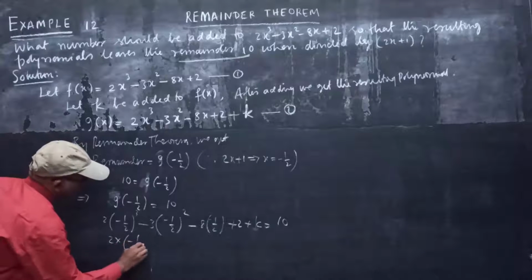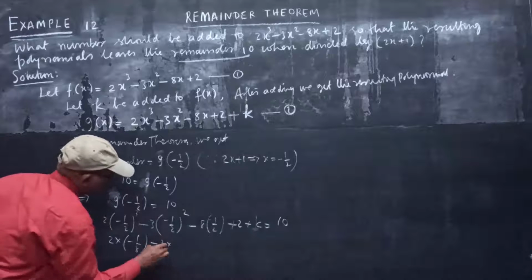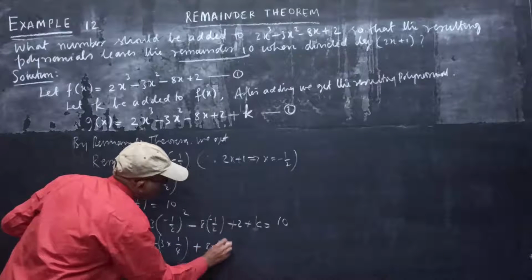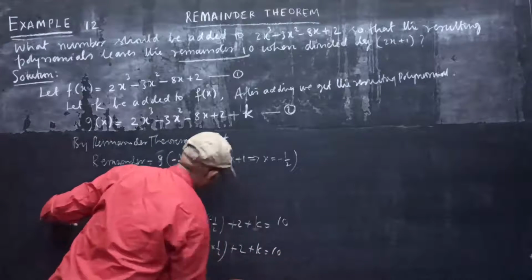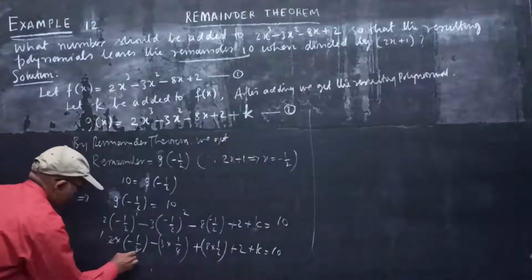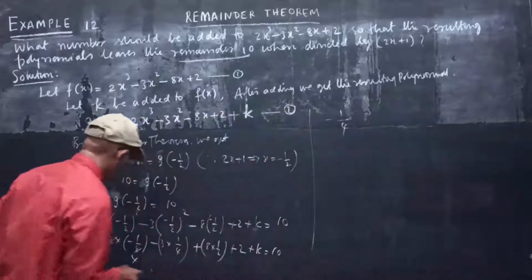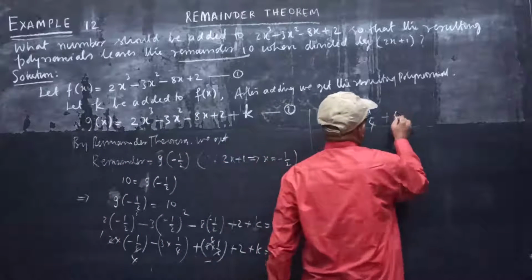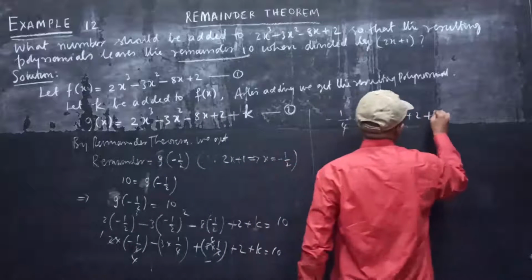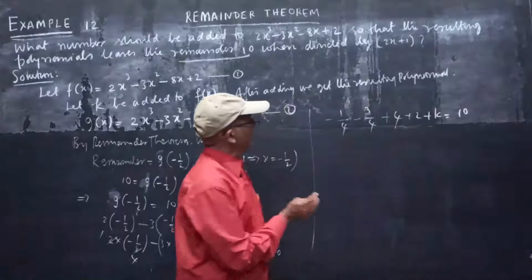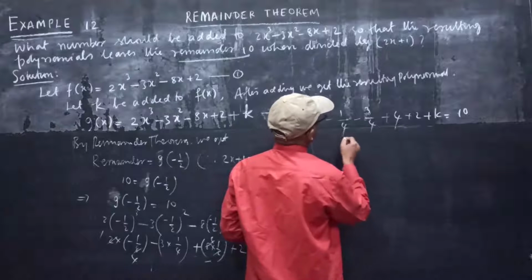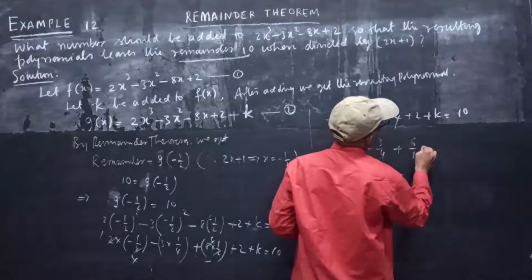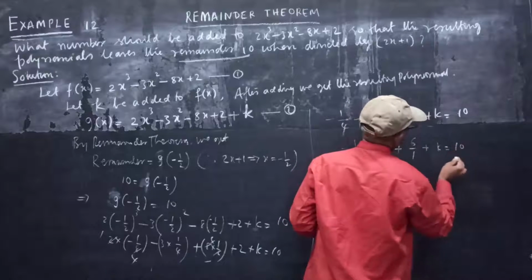So 2 into minus 1 by 8 minus 3 into 1 by 4, minus times plus is minus, plus 8 into half plus 2 plus k is equal to 10. Now we'll get minus 1 by 4 minus 3 by 4 plus 4, then 2 plus k is equal to 10. Now we shall simplify: minus 1 by 4 minus 3 by 4 plus 6 by 1 plus k is equal to 10.